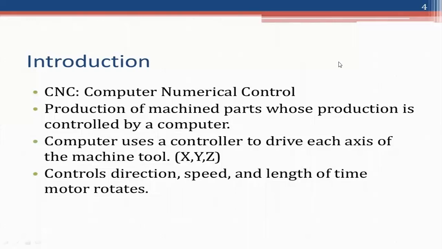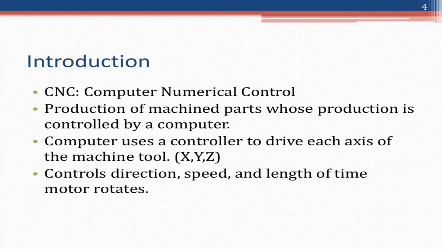First of all, we are seeing an introduction about computer numerical control (CNC). It is the production of machine parts whose production is controlled by a computer. The whole production will be controlled by a computer. The computer controller gives motion on three axes: X, Y, Z. The computer uses a control to drive each axis of the machine: the X axis, Y axis, and Z axis.